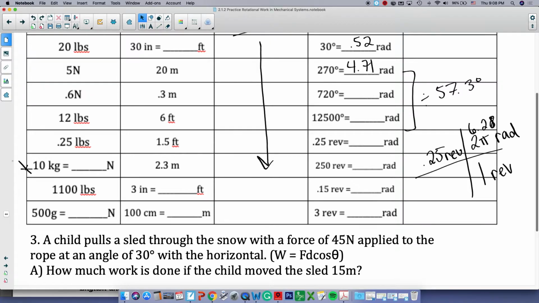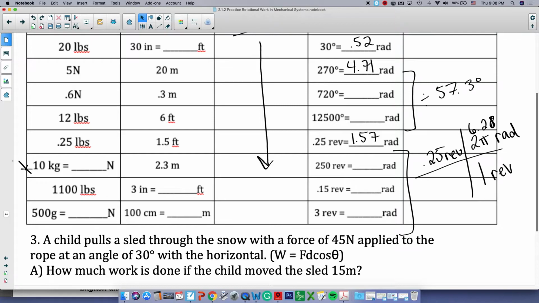I want the answer in decimals though. In the conversion, that's okay to use it, but then it'll turn into decimals in the end. So we're going to take 0.25 times 2 pi or times 6.28, and you get 1.57. Okay? Now all of the rest of these, right here, work just like that. You're going to take each one of those times 2 pi because we're using revolutions here. So 250 times 2 pi, that's going to be a bigger number.